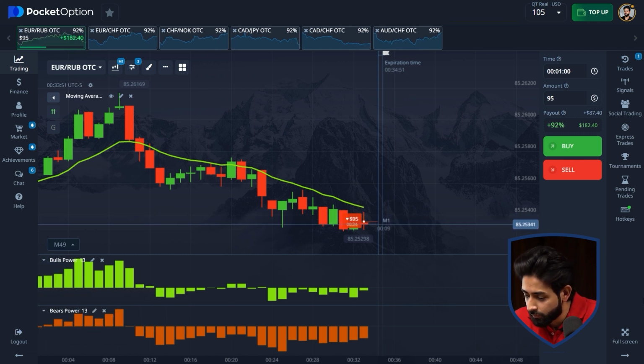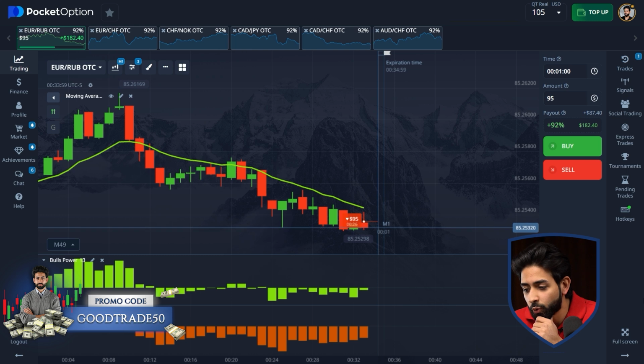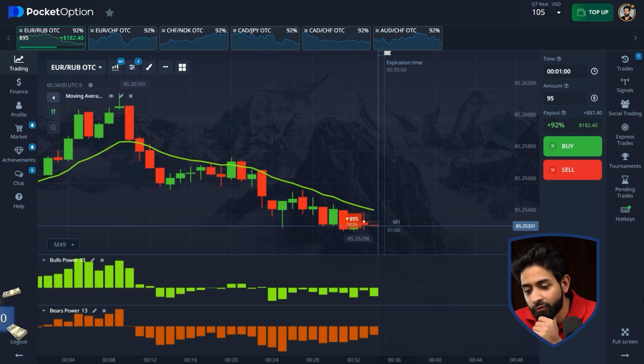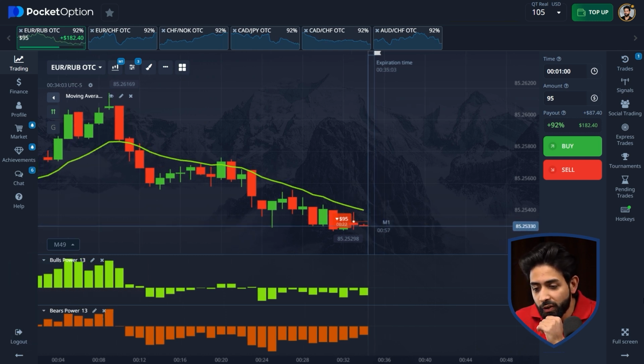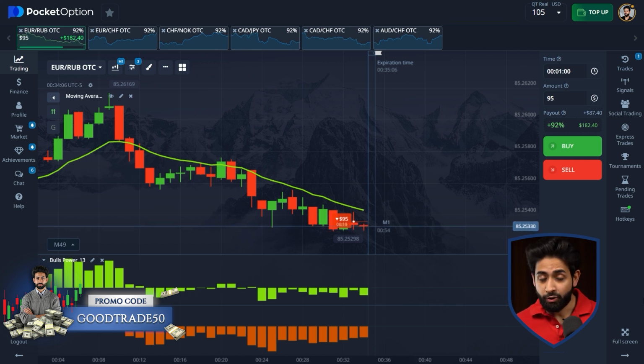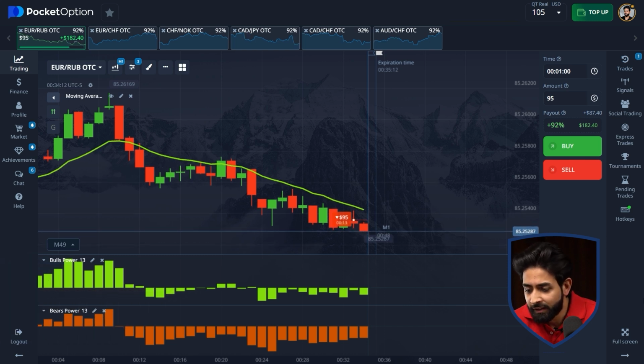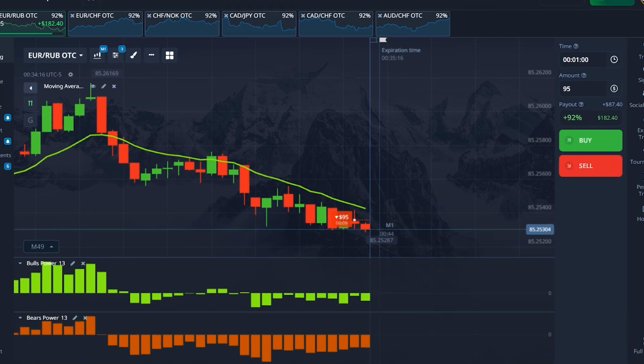All right, just a few seconds, and let's see what happens. Right now, with an investment of $95, we are going to cash out $182.40. Everything is looking good so far. Let's not get our hopes up, because in trading, you don't have to trade with emotions. You have to trade with your mind, and you have to trade with your experience and theory. And that's what we're teaching you to do.